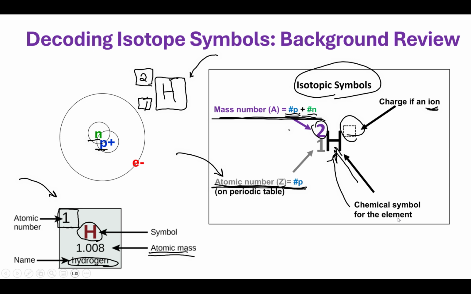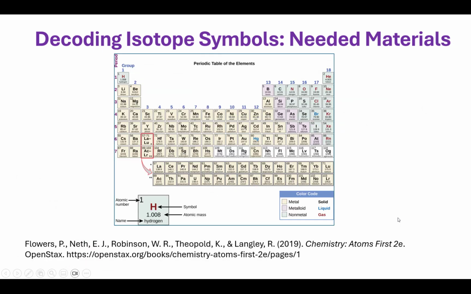Atomic mass is not related to isotopic symbols. As you have read or might have read in your textbook, atomic mass is a weighted average of all isotopes, and I'm not going to cover this topic in this video. Okay, what is the needed information to determine the number of subatomic particles if you're given an isotope symbol? All you need is a periodic table and that background information.